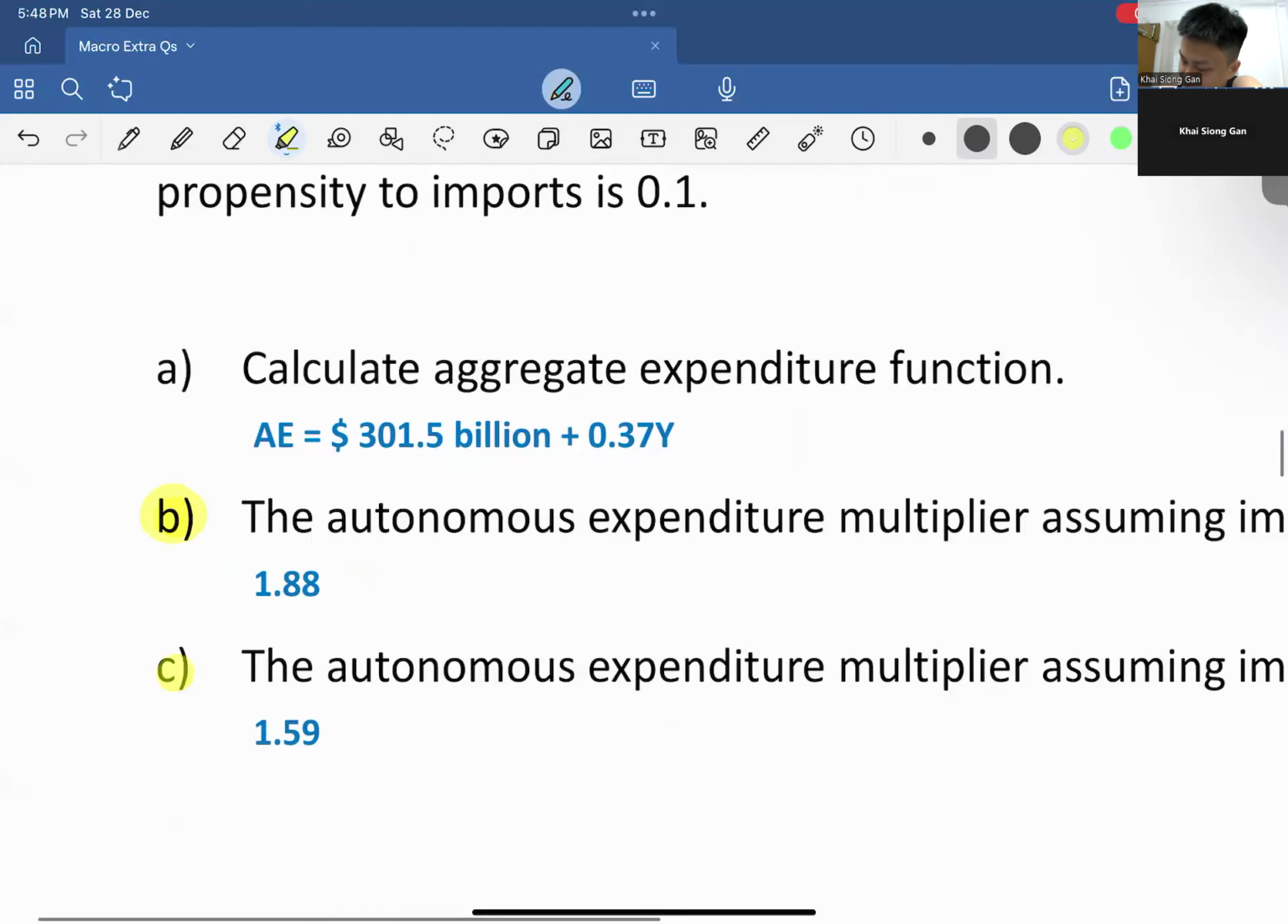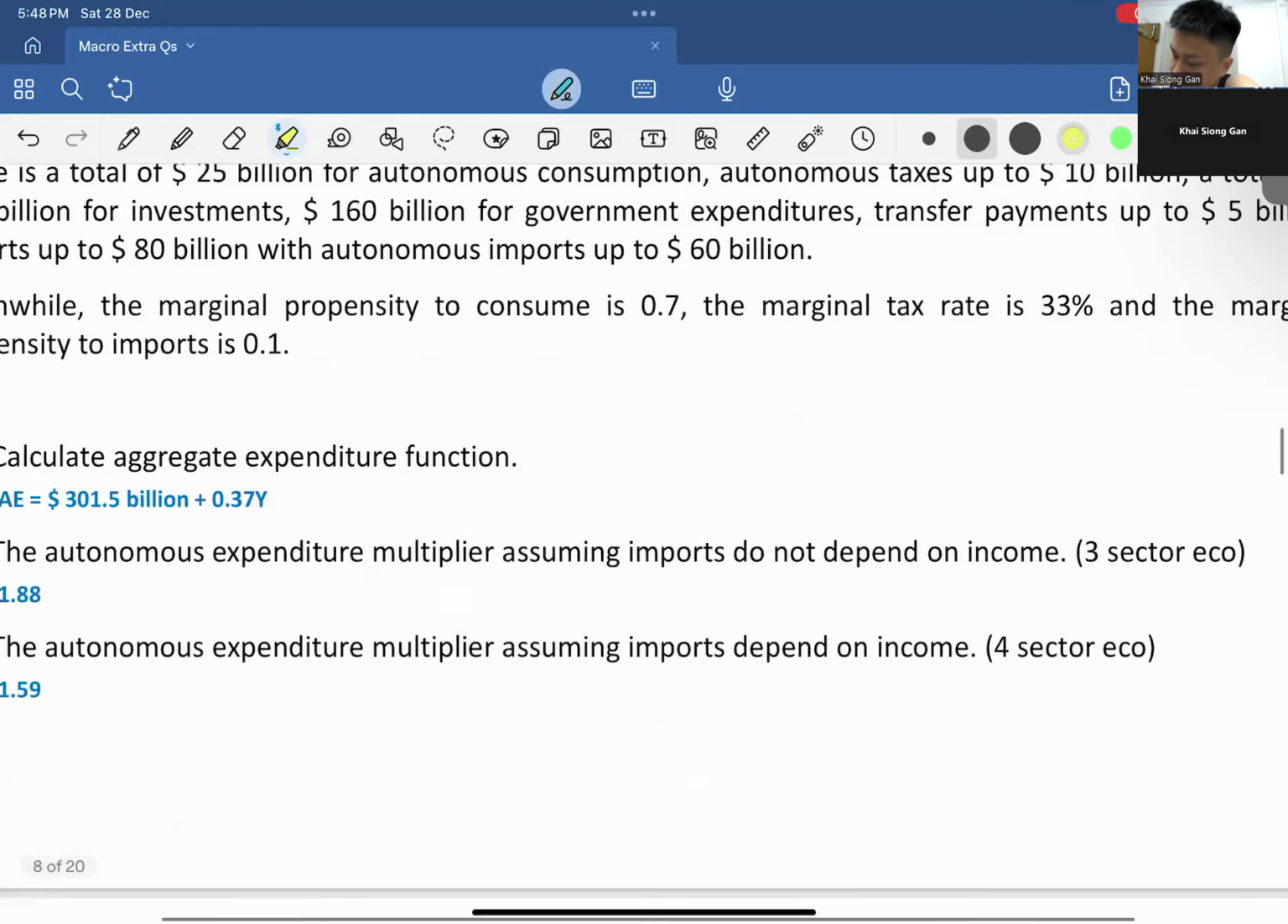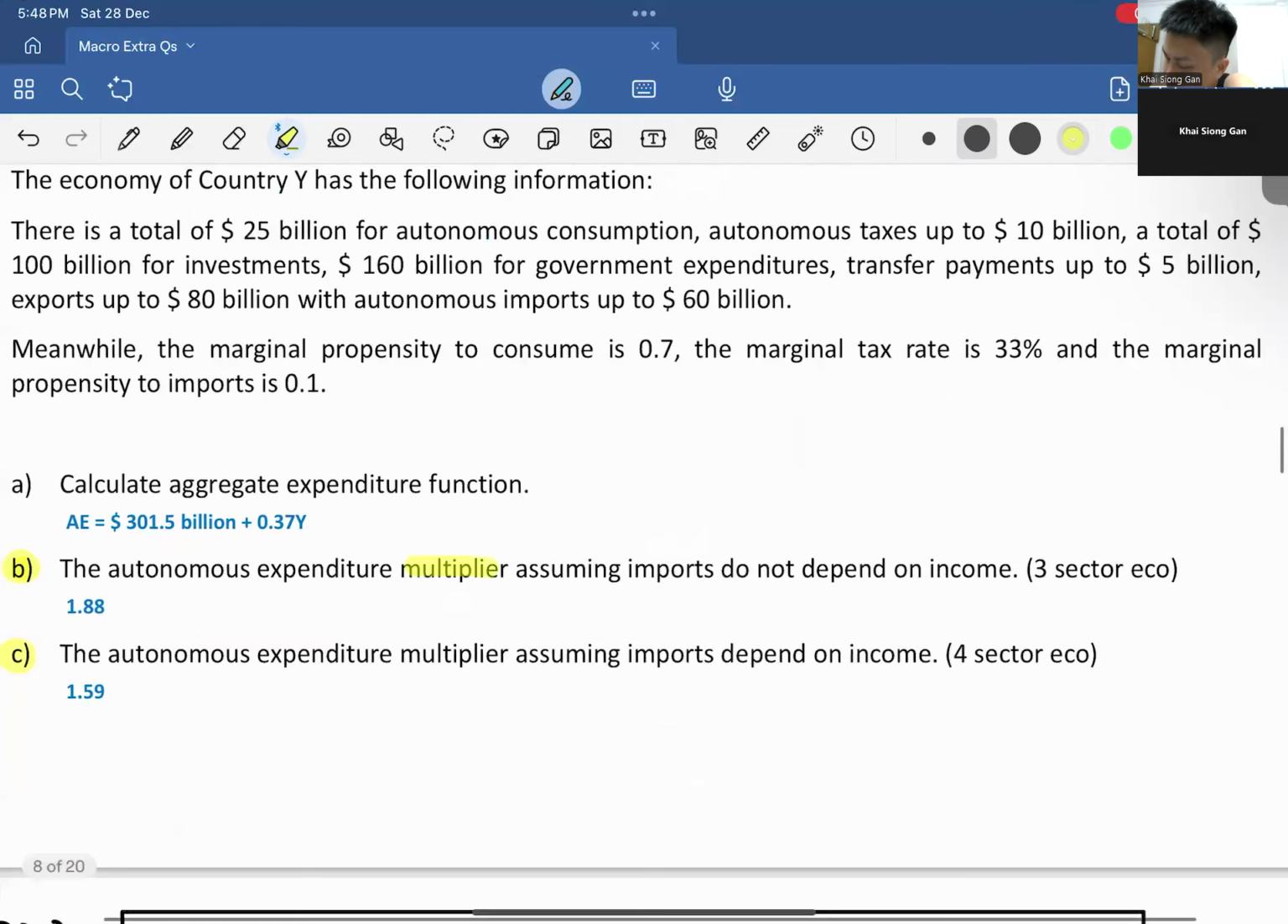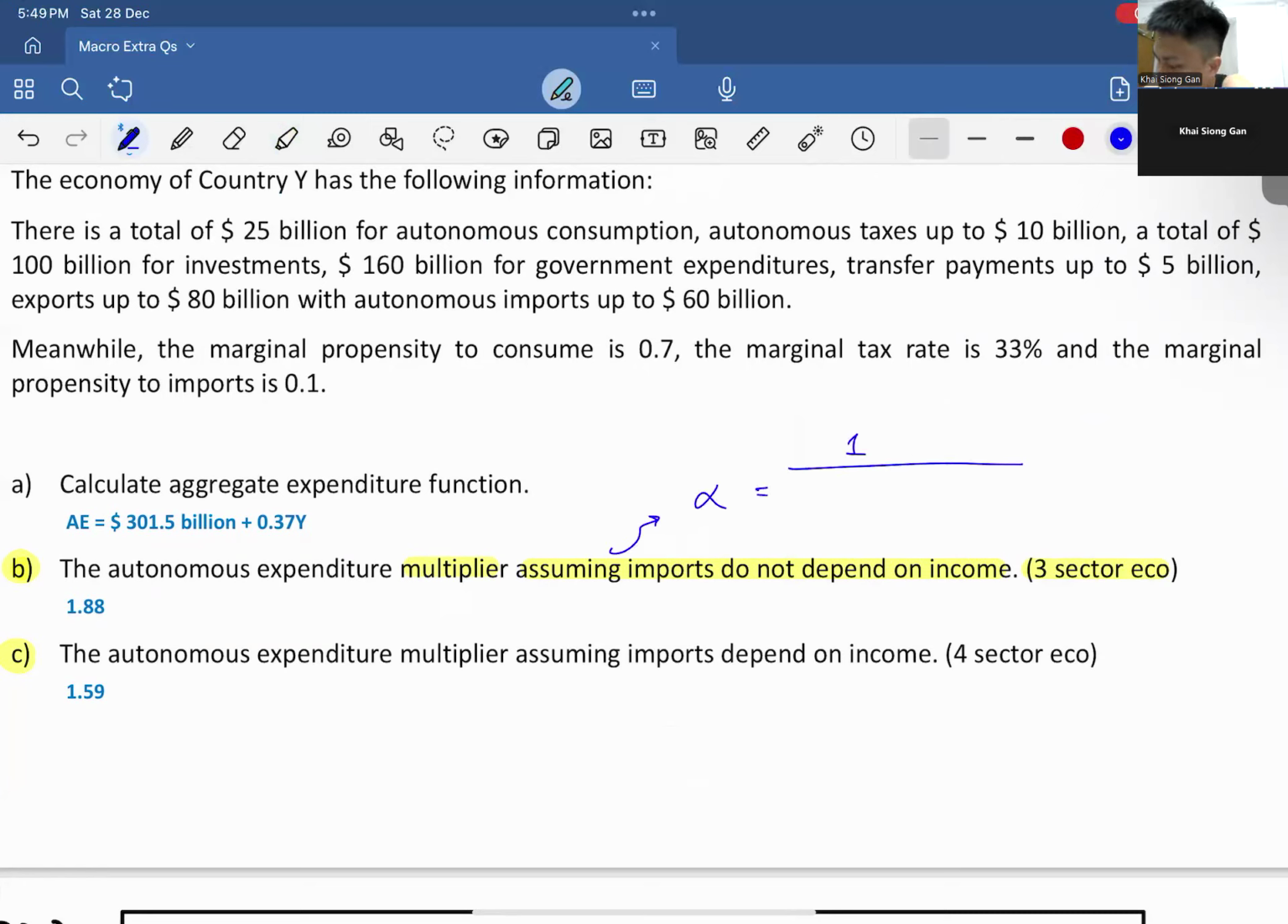Question B and C, if you are being asked like this, when you are being asked to calculate the multiplier, assuming imports do not depend on income. Do not depend on income means that there is no import component in the economy. So therefore, no import means 3 sector. So I'm using the multiplier for 3 sector economy. Do you still remember that? For 3 sector, it's just 1 over 1 minus B bracket 1 minus T. As simple as that, no imports. Okay, so therefore you can do that.